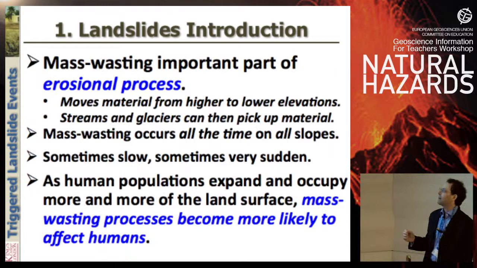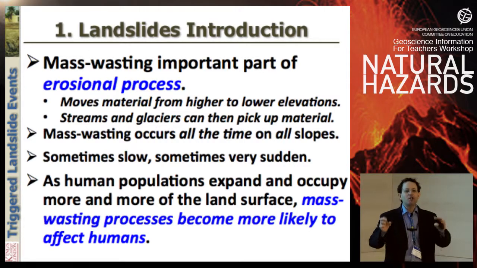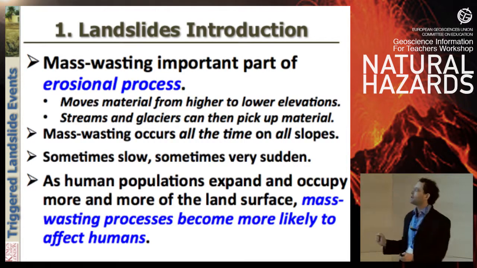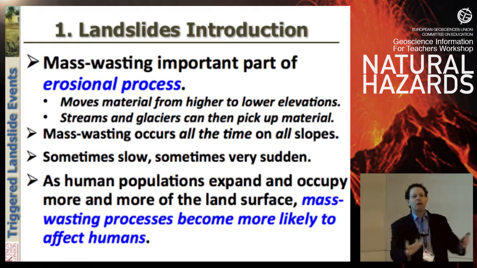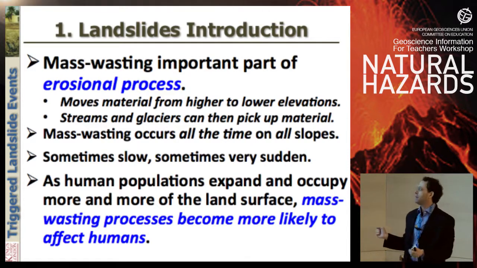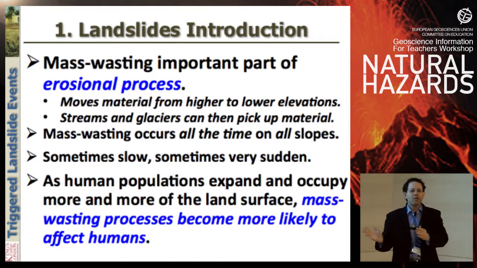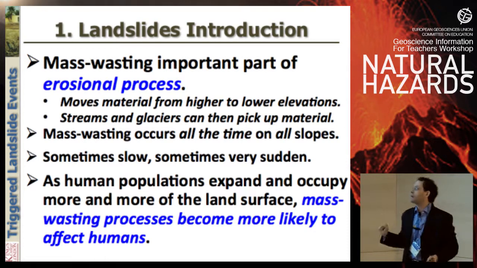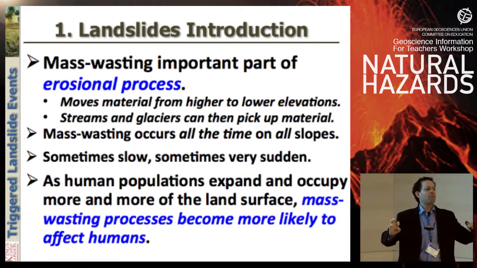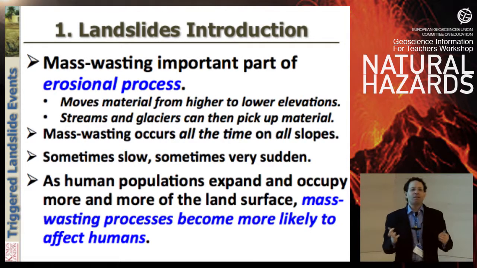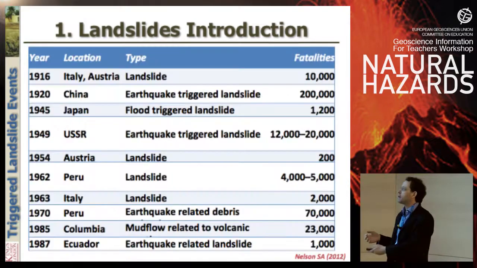is what we commonly call a landslide. Now, mass wasting is very important for erosional processes. This is what shapes a lot of the land around us. This erosion moves material from high to low. Streams and glaciers can then pick up the material and move it out of the system. Sometimes it's very slow, but often it can be very, very sudden. So we have a gradation from very, very slow to very sudden, and we'll see that with the processes. As human populations expand, as we get more people living in places, mass wasting processes tend to intersect with human infrastructure, and this is why it is becoming such a problem.